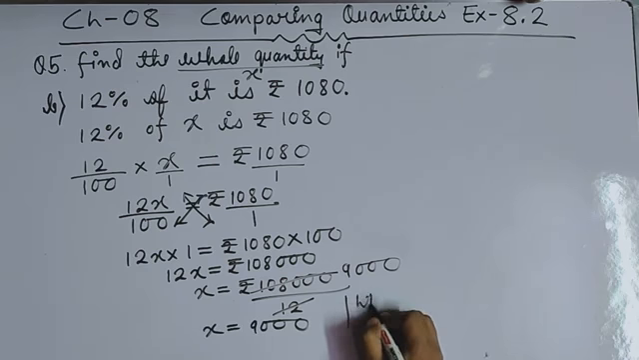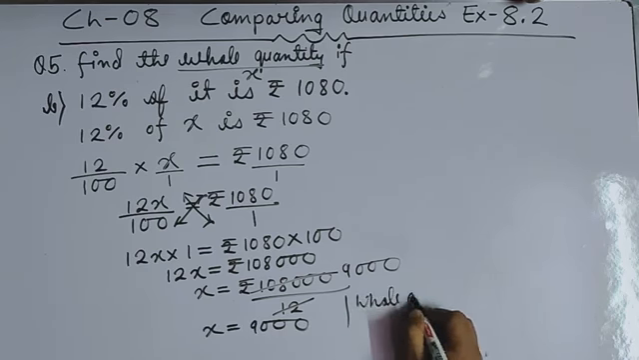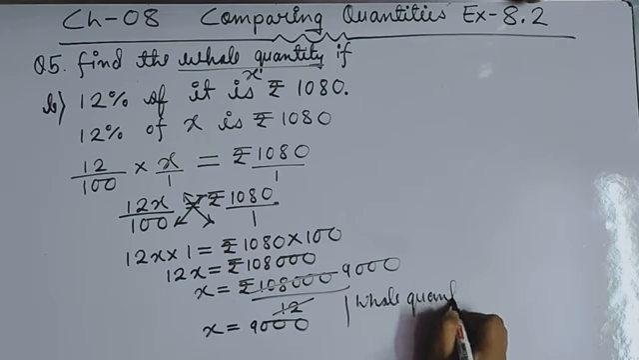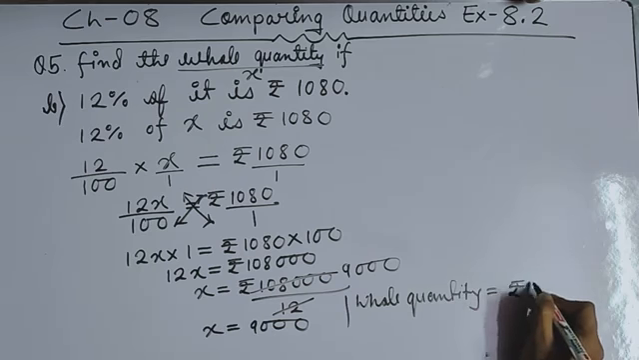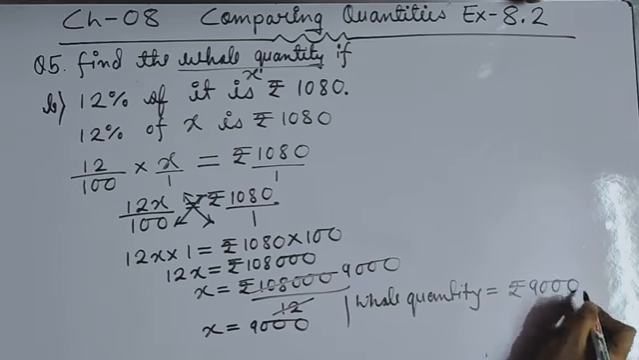Rupees 9,000. So whole quantity, इस क्वेश्चन के लिए क्या निकल कर आई? इस पार्ट बी के लिए whole quantity is equals to what? Rupees 9,000. So I hope you understood the concept of finding the whole quantity if some percent is given to you.